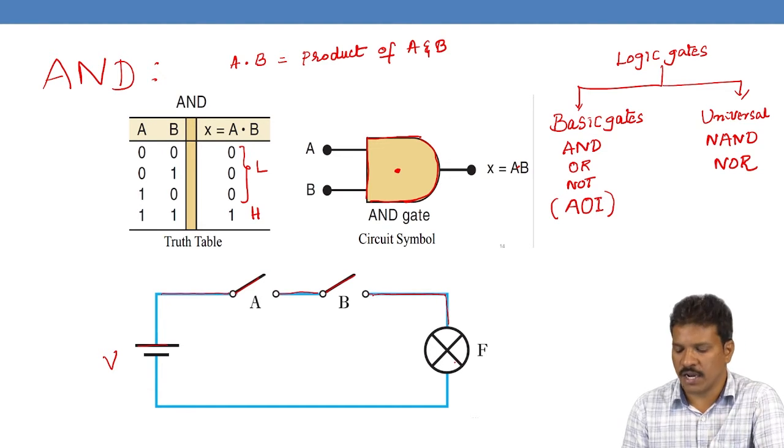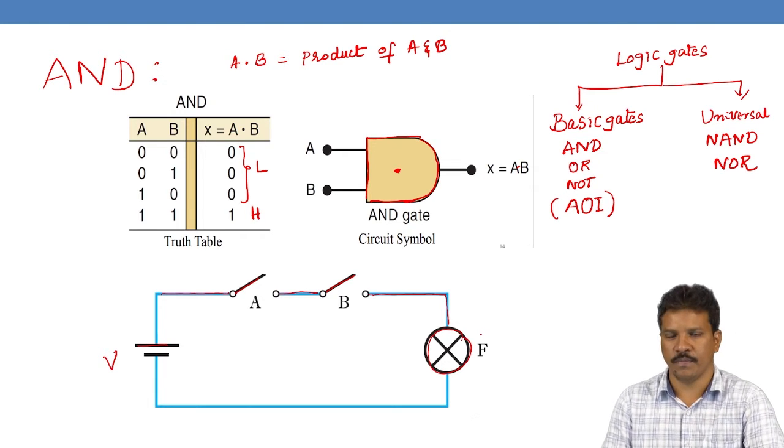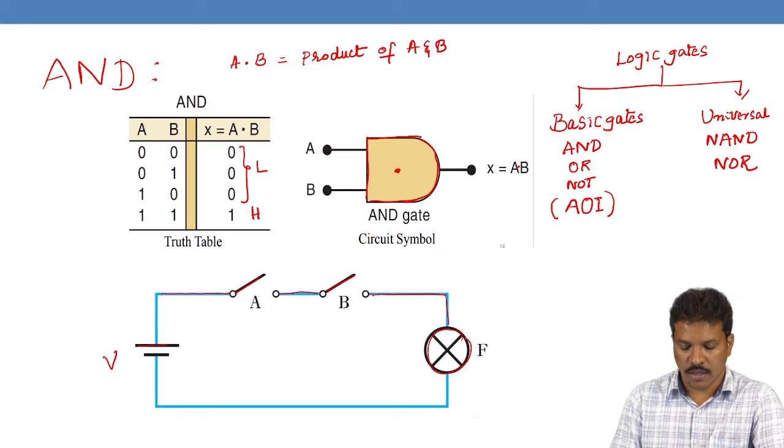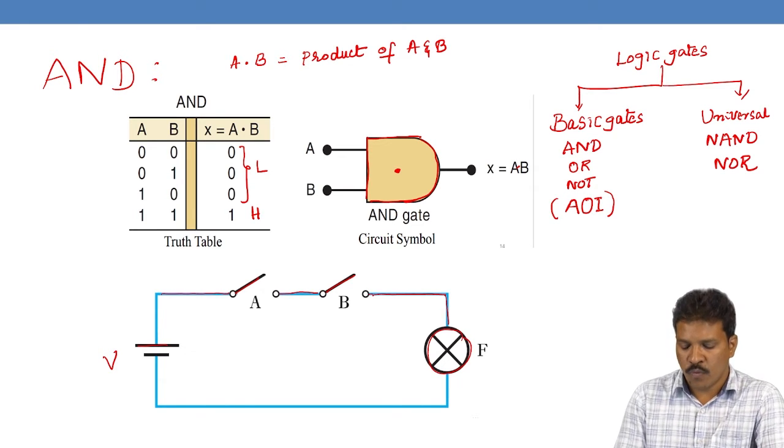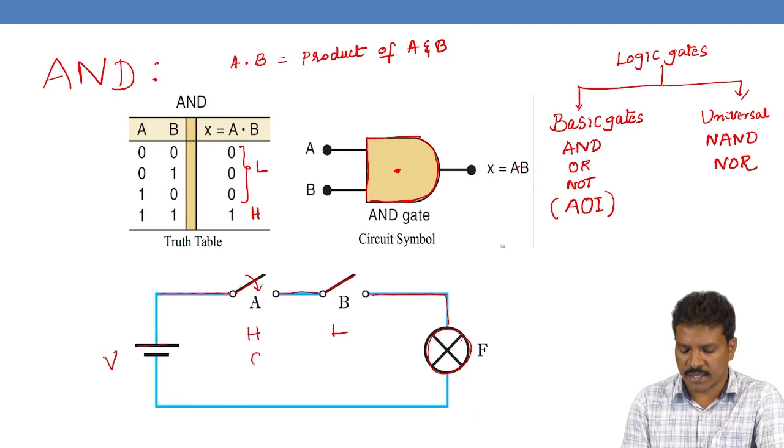That switches are connected with the bulb. For example, bulb output. According to the AND operation, when switch A is closed, a closed switch represents logic high or logic 1, and an open switch represents logic low or logic 0.